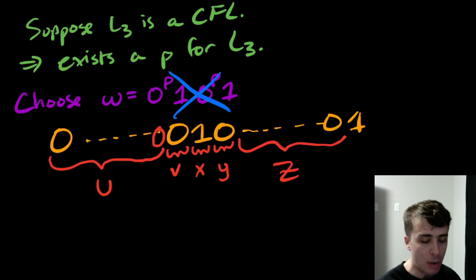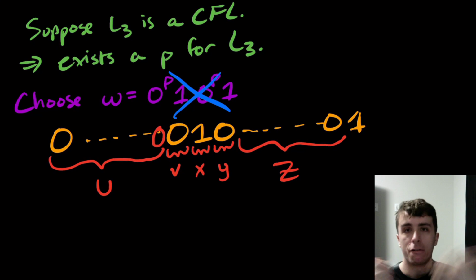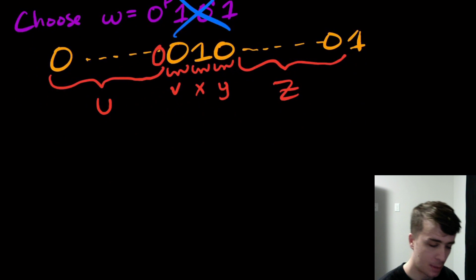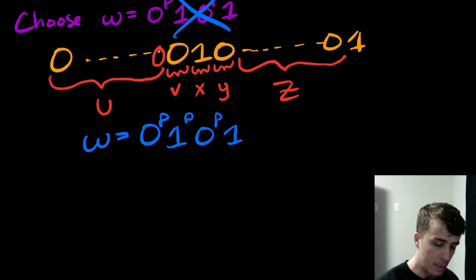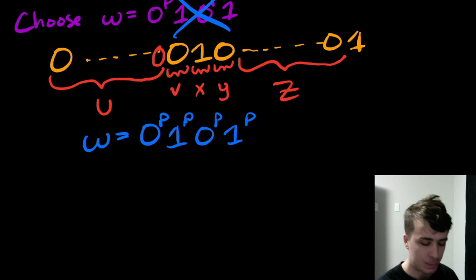The reason why this went wrong is that the V part was in one set of zeros, and the Y was in the other set of zeros. So if we can make the gap between the sets of zeros big enough, length P, then we can force it to only touch one set of zeros at a time, or one set of ones at a time. So what we'll pick instead is 0 to the P, 1 to the P, 0 to the P, 1 to the P. This is of length at least P, and is exactly the same string on both halves.